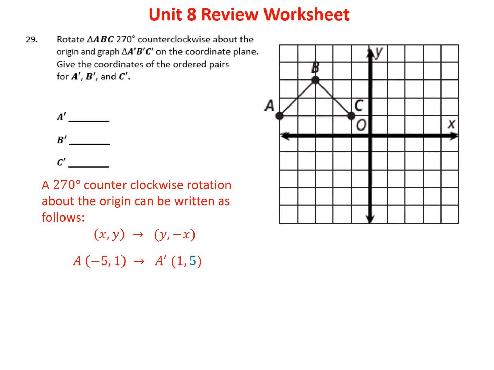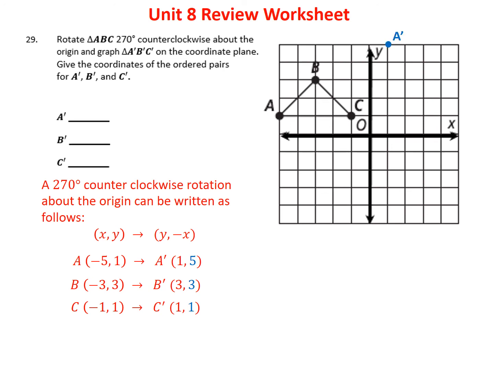So A is (minus 5, 1). So we're going to flip them, and the x is going to become negative. So that becomes (1, minus minus 5), or (1, positive 5). So there's our first spot. And then B (minus 3, 3), switch them, becomes (3, minus 3), and then the last one becomes positive, (3, 3). And then finally C (minus 1, 1) simply becomes (1, 1). Again, you switched them and became (1, minus 1), and then the x became positive 1.